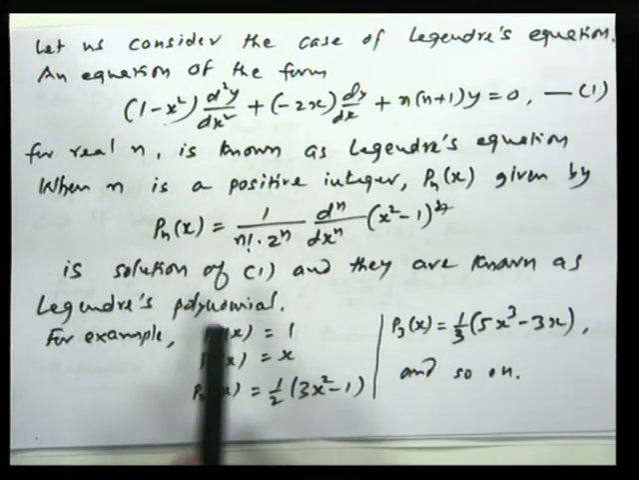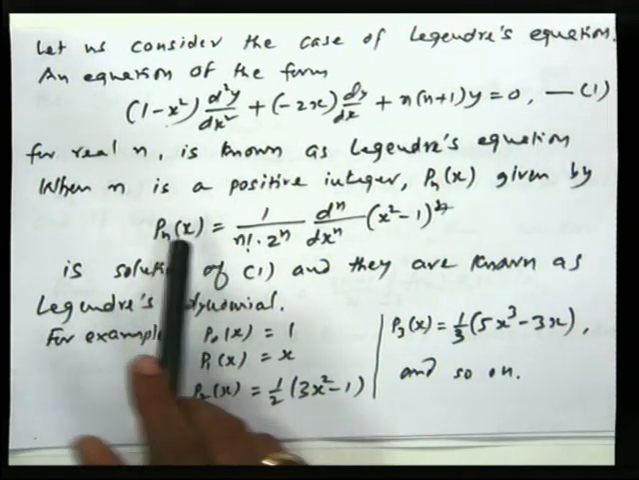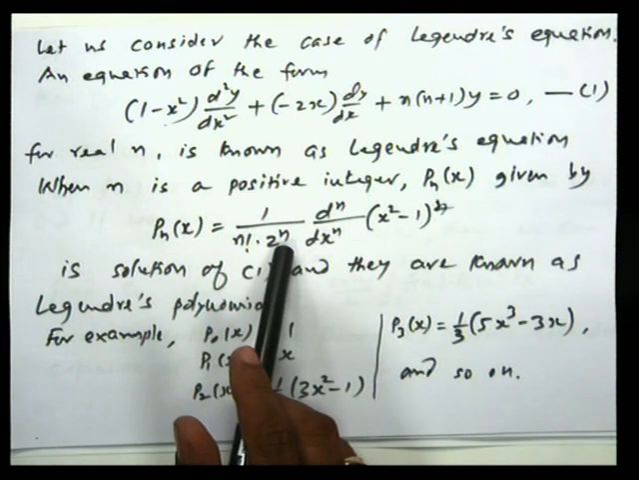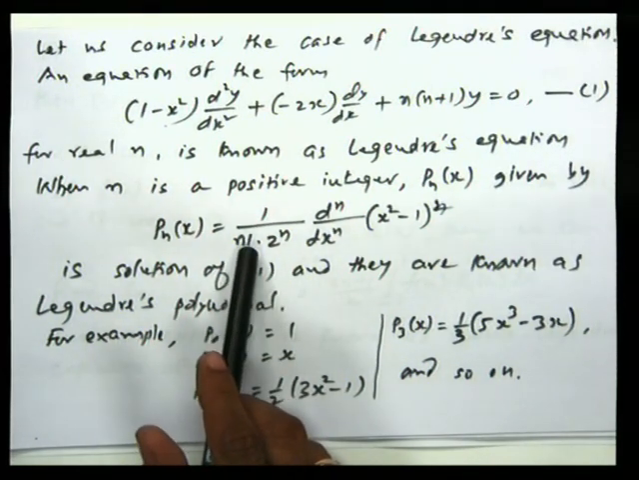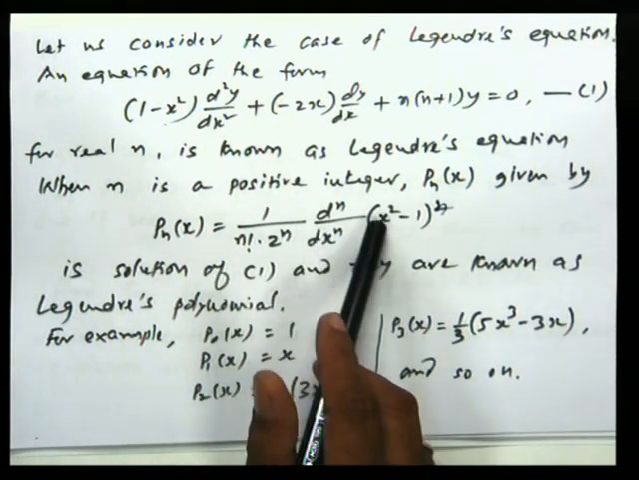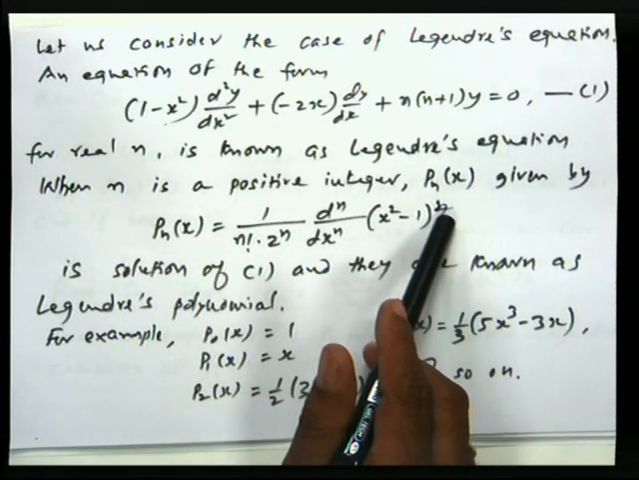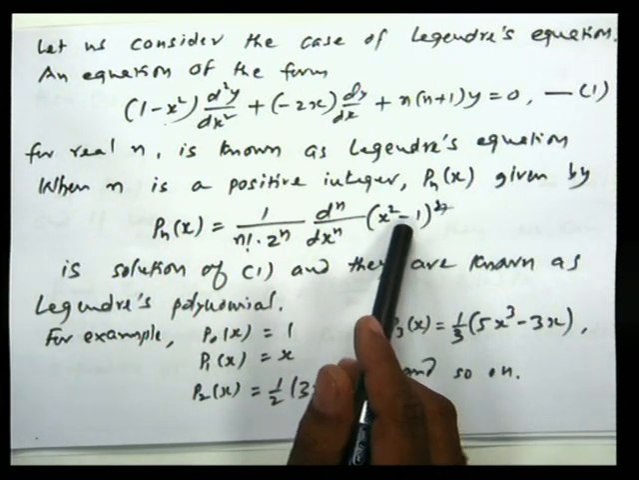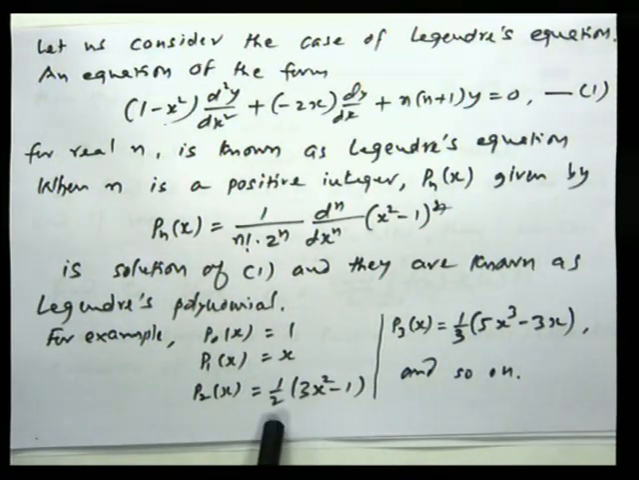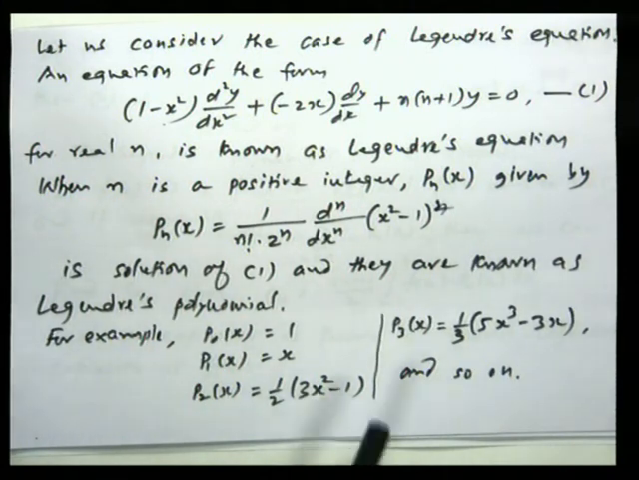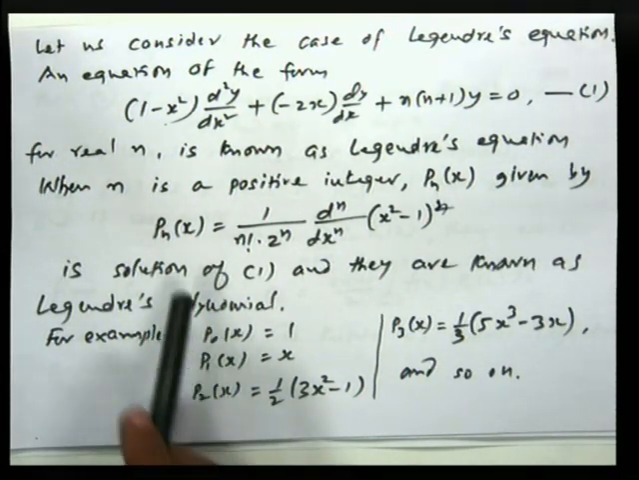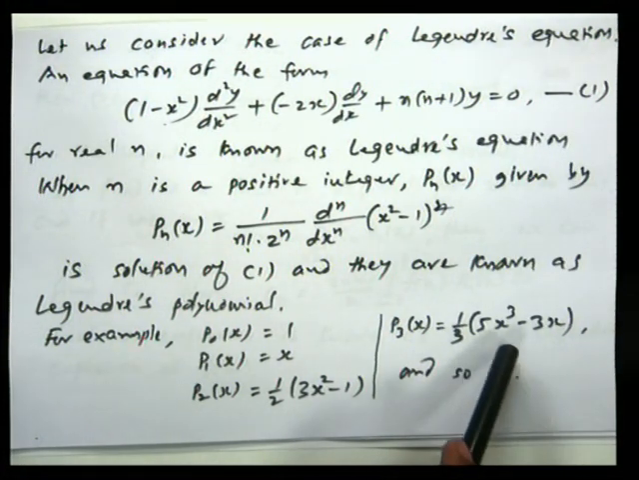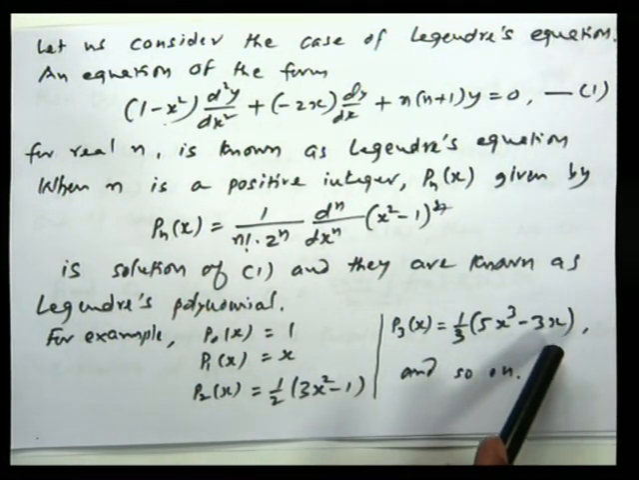If you want to find P2(x), you take n equal to 2, so this is 1 upon 2 factorial into 2 raised to n, so it is 1 upon 4 and 2 times the derivative of (x² minus 1) the whole squared. You repeatedly apply the derivative, and that will settle to the expression 1 upon 2 into (3x² minus 1). If you take n equal to 3, you get an expression like P3(x) is equal to 1 by 2 times (5x³ minus 3x), and so on.